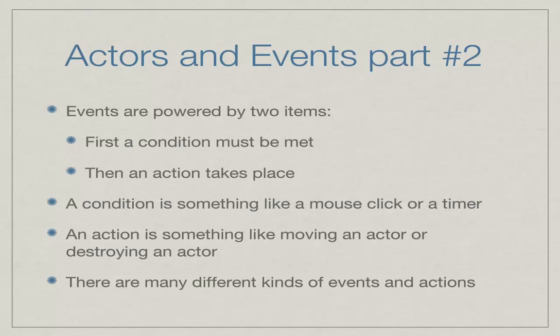Let's talk a little bit more about events. Events are powered by two main items. First, a condition must be met. Then an action takes place. A condition is something like a mouse click, or a timer running out, or something being created, or something that's always happening. An action is something like moving the actor or destroying an actor. There are many different kinds of events and actions, and we'll talk a little bit more about that.